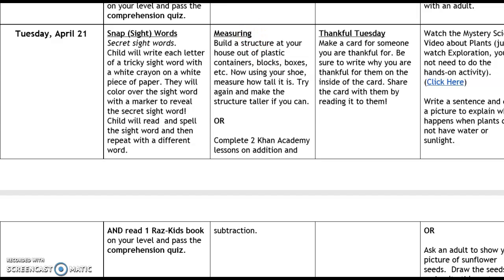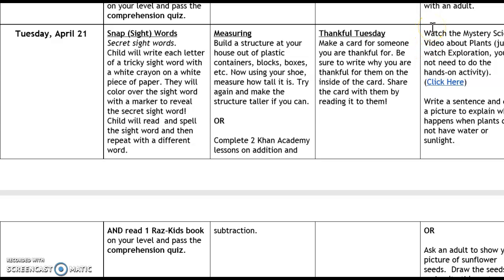And then for writing, make a card for someone that you're thankful for. And so go ahead and use the invented spelling, the sight words, and all the things that we talked about last week to assist your child in writing a card for someone that they're thankful for.